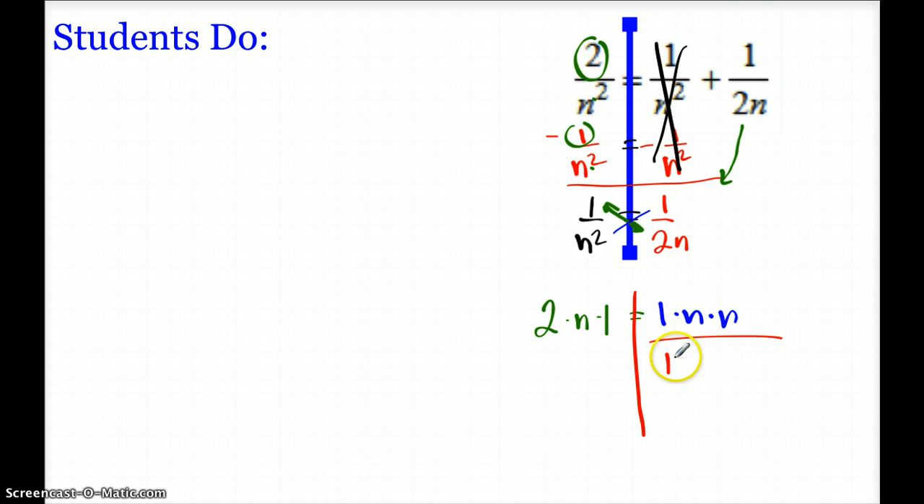Divide by 1. Divide by 1. Those go away. Those go away. Divide by an n. Divide by an n. Those go away. Those go away. Final answer, I'll bring down this: n equals 2.